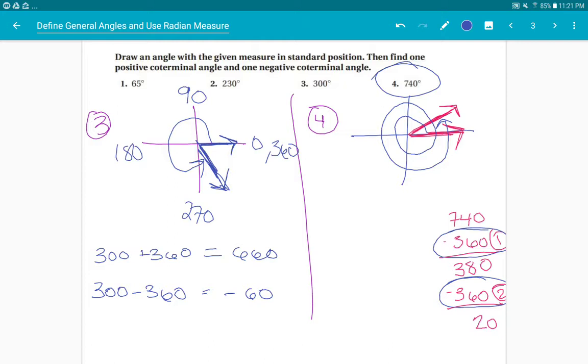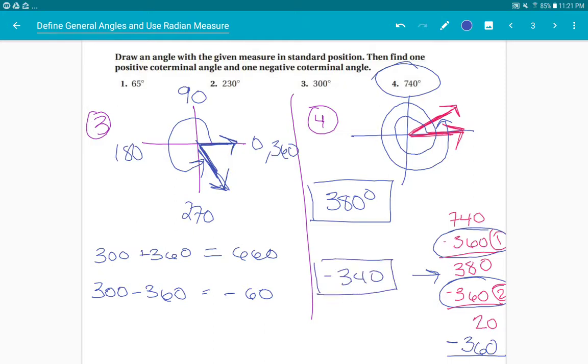Then it says find a positive and a negative coterminal angle. Well, technically, this is a positive coterminal angle, 380 degrees, okay? So we don't need to do more work there. The only thing is we need to find a negative coterminal angle. So we have to continue to subtract 360 until these numbers get negative. So 20 minus 360 is actually negative 340. So there you go. There is your negative coterminal angle, okay?